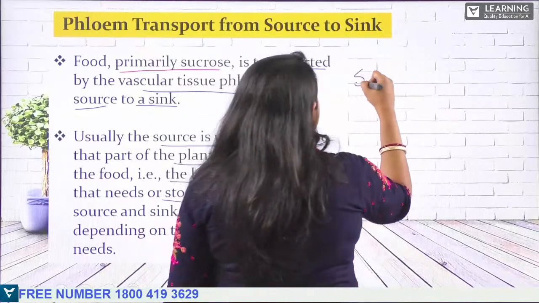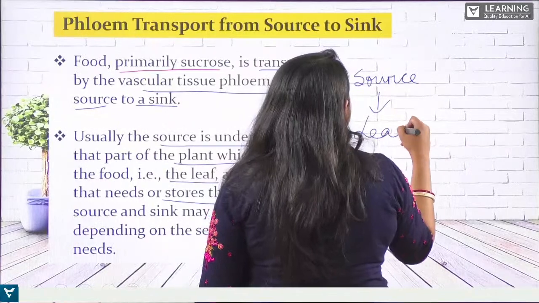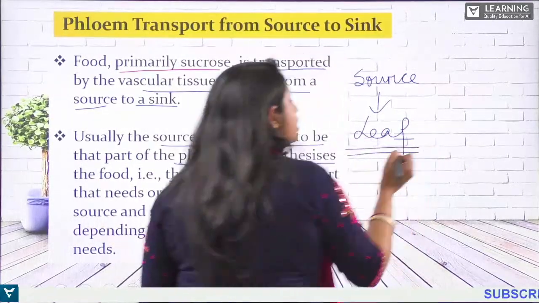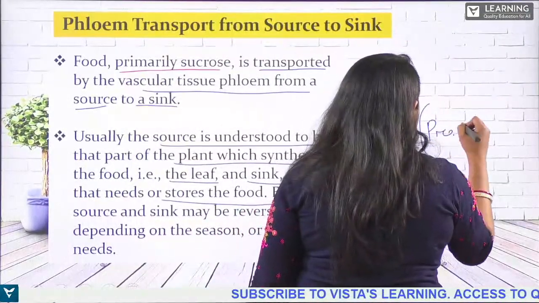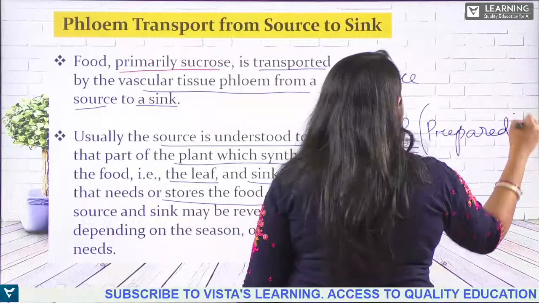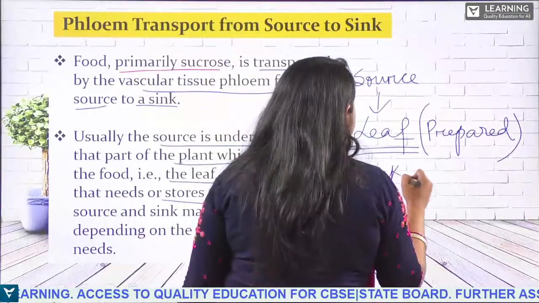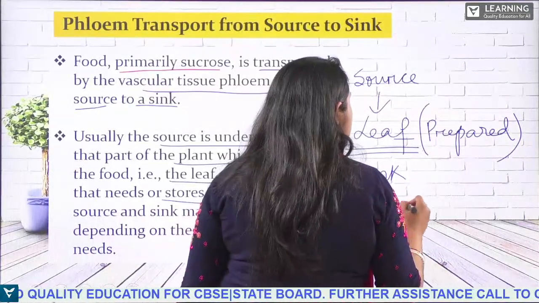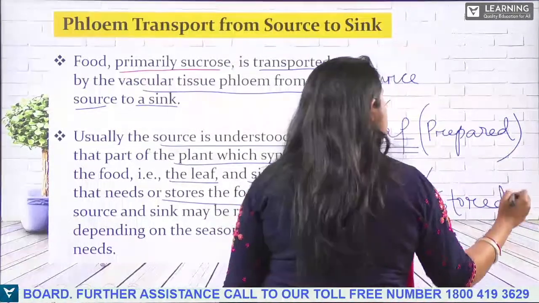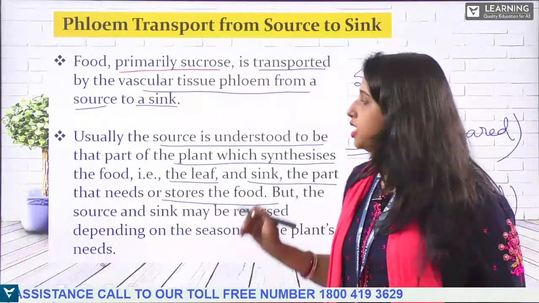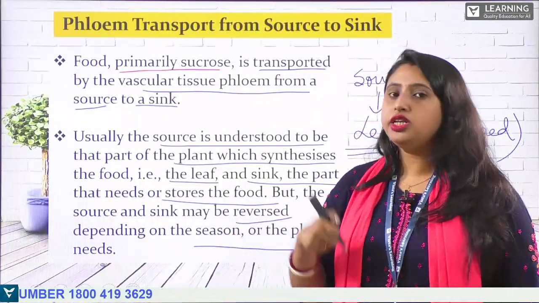So what is the source here? I have already said that the source is the leaf, where the food is being prepared. And what is the sink here? The sink is the root, where the food will be stored. Is that clear? So it may be reversed depending upon the season or the plant needs. It can also be reversed.